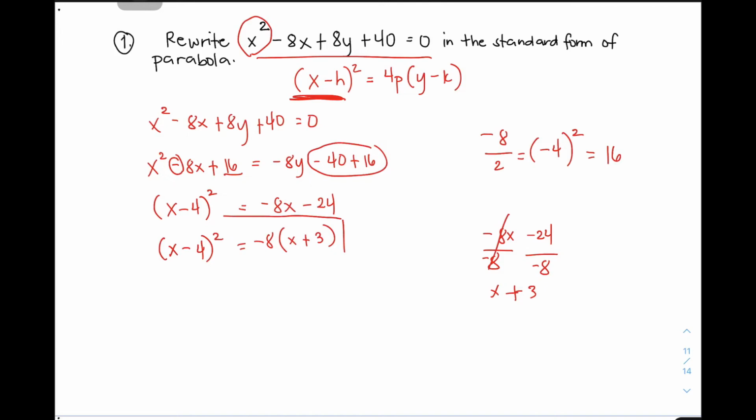So this is the standard form of the first given equation. Again, we have x minus 4 raised to 2 is equal to negative 8 times x plus 3. This is the answer for item number 1. I hope na sa first try natin or sa first example natin, you already know how to rewrite equations from general form to standard form of any parabola.